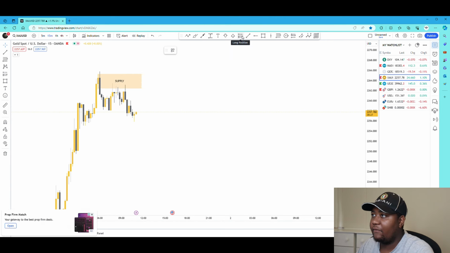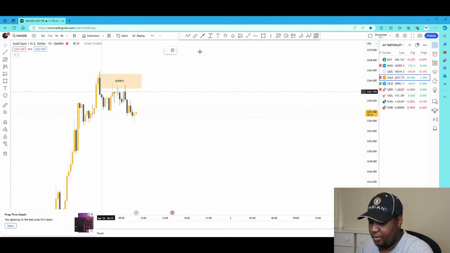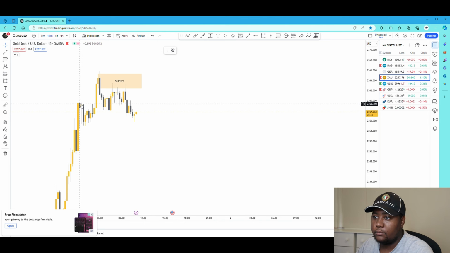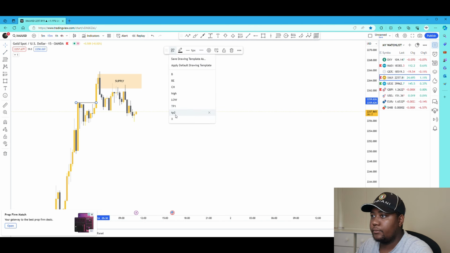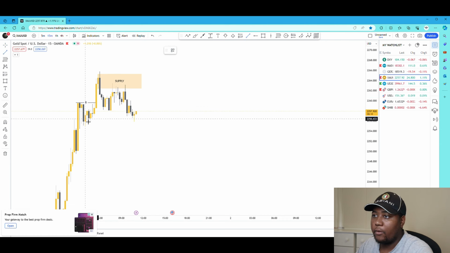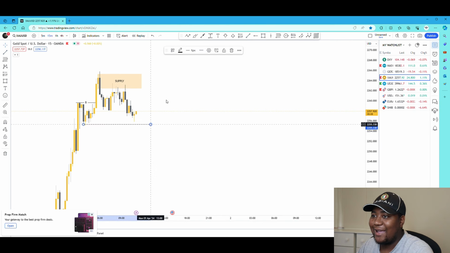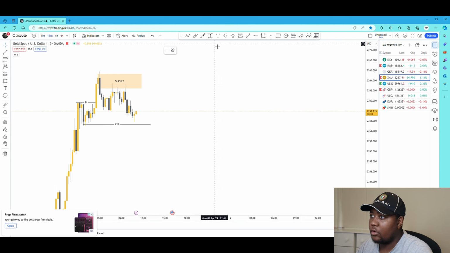Okay, we do have a break of structure here. So that's a break of structure. I'm gonna just label it B. There we go. Have we broken any change of character? Not yet. So if the market were to break that, then for sure.